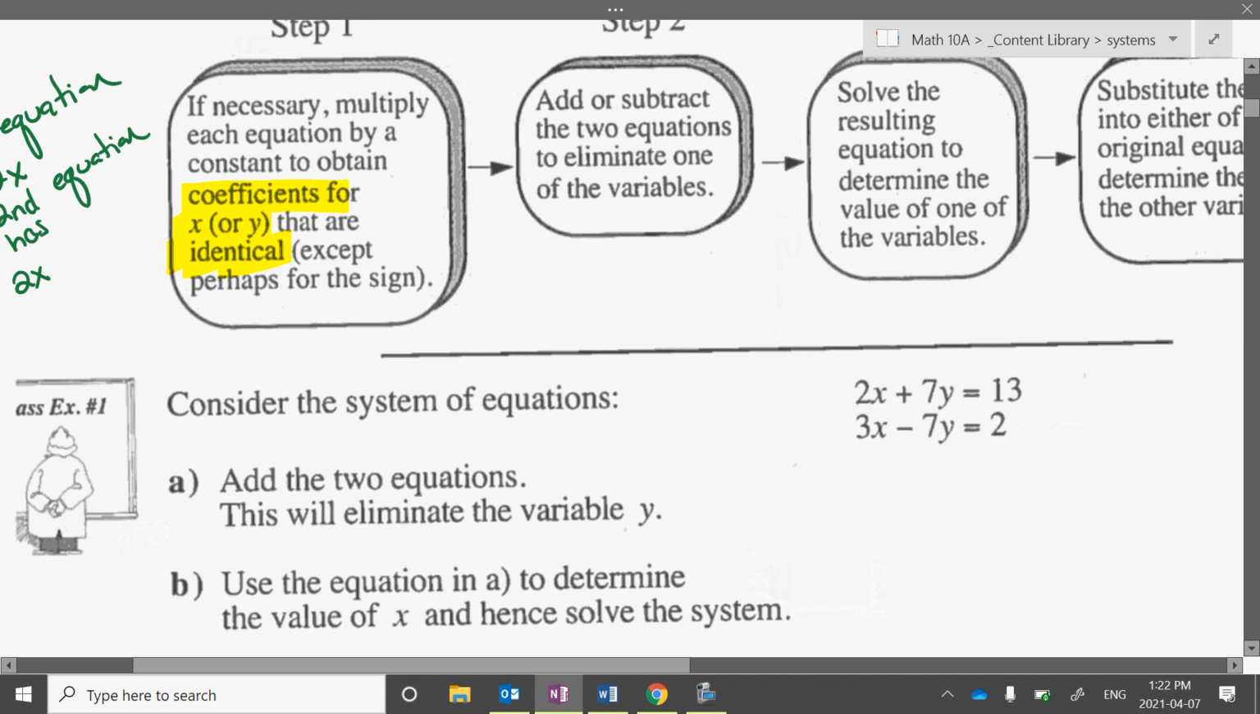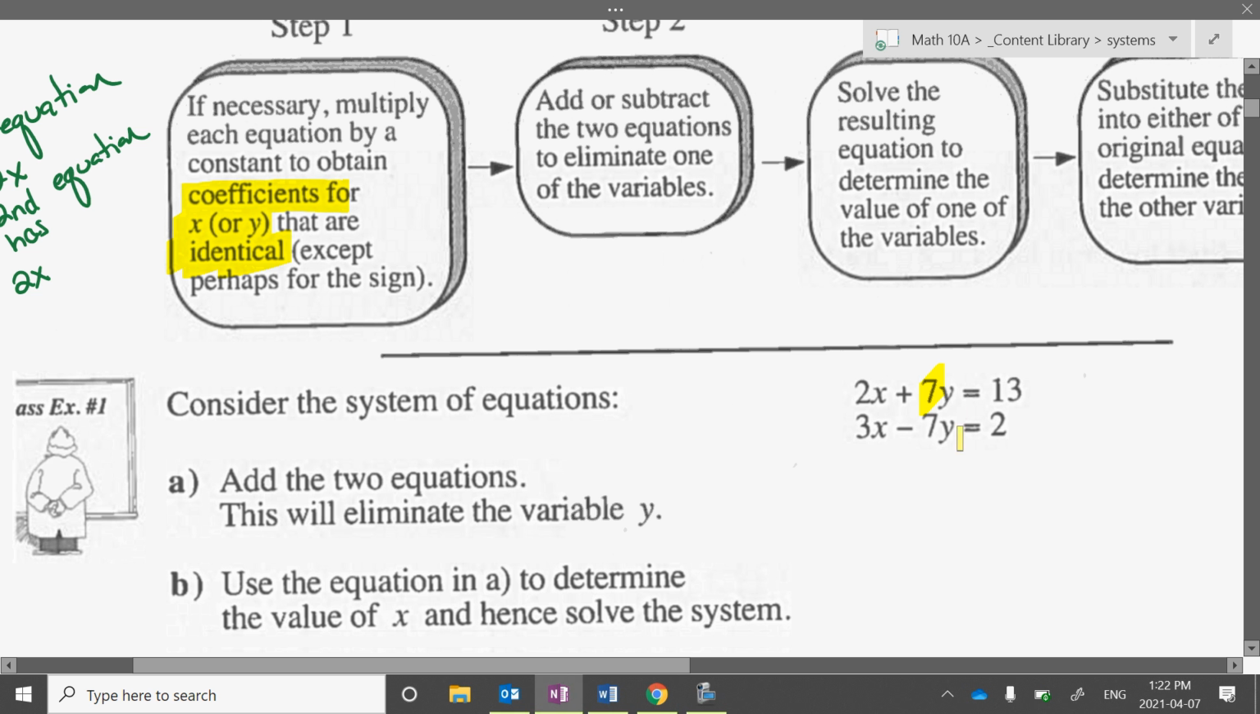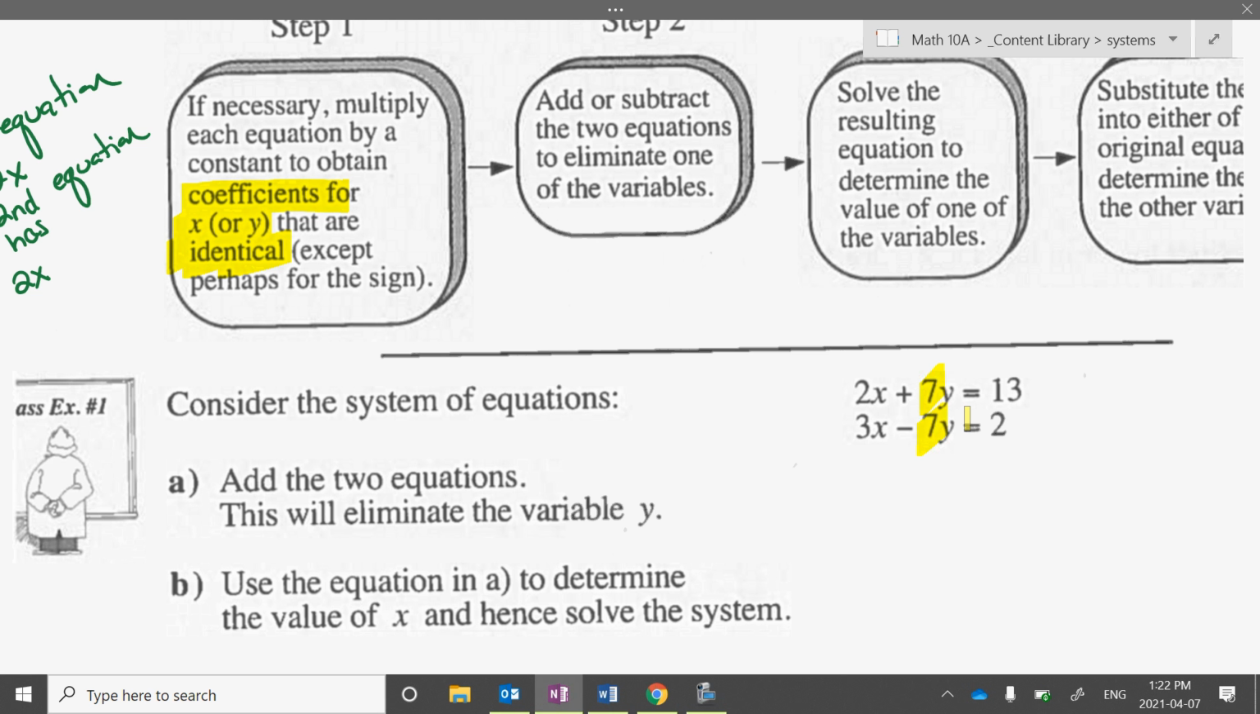So in this first example that we have, you can see that there are 7 y's in the first one and 7 y's in the second one. So we're good. We're set. That's what like your step 1 requirement is. If they're not the same, we'll go through an example of how to make it so they become the same, but basically you're going to multiply or divide to get them to be the same number. Whatever the number is, doesn't matter. It just has to be the same.